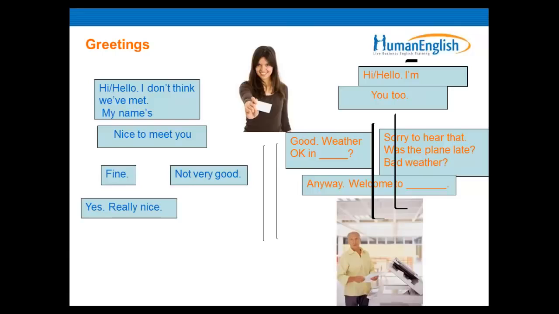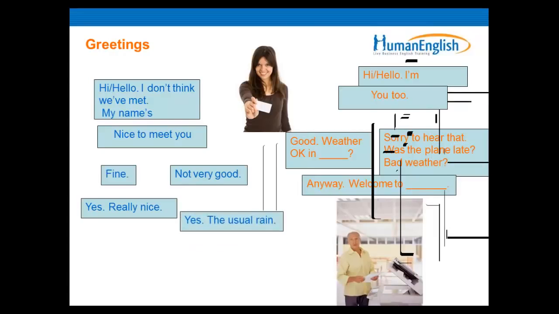Okay, so you're talking about here, the answer is, was the plane late? Bad weather. So it's probably referring to the journey, not very good. Okay, so we may ask the question. Okay, right, well, Olga asked, is it a hurricane here? Right, okay. So it could be related to the weather, right, or the journey, or the flight. How was your flight, or how was your journey? Not very good. Sorry to hear that, okay? Was the plane late? Bad weather, okay? And yes, the usual rain.